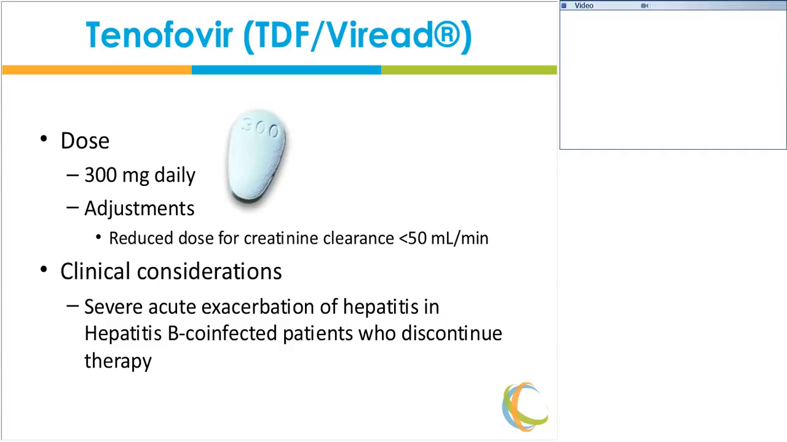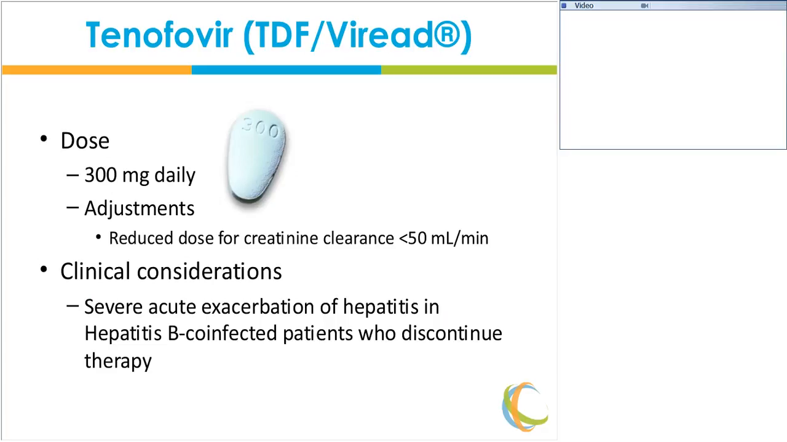Tenofovir, also known as TDF or Viread, is the nucleotide analog of adenosine. This is the only nucleotide analog available, and while this is important from a chemical perspective, when it comes to prescribing these medications, there is no therapeutic superiority of having a nucleoside versus nucleotide. The usual adult dose is 300 milligrams daily.